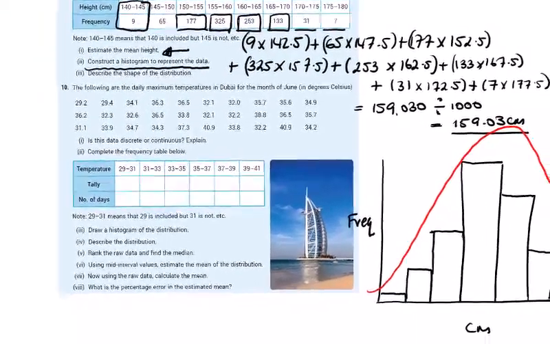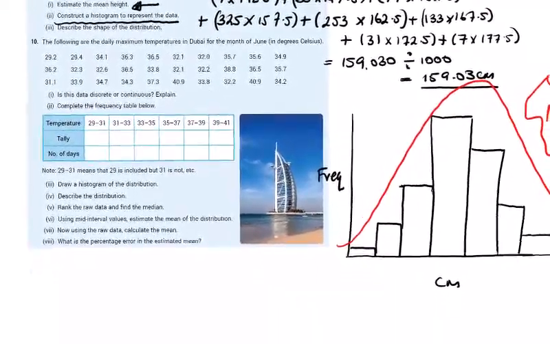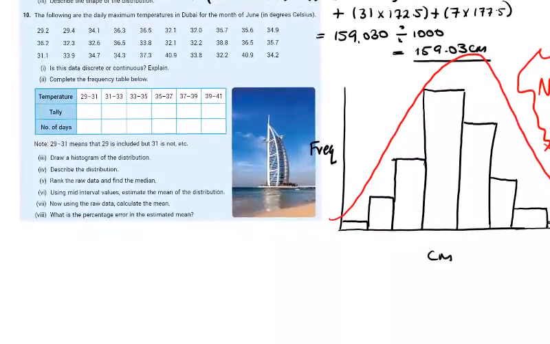If we go on to question 10, the following data are daily max temperatures in Dubai. So again, look, we've got how much information have we got here? We have 1, 2, 3, 4, 5, 6, 7, 8, 9, 10, 30 pieces of data here that we have to tally. Okay, let's start with row 1. 29.2, 36.2, and 31.1. Okay, we go to the next row. 29.4, 32.3, and 33.9.